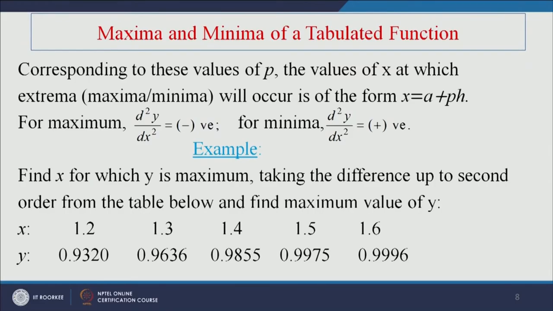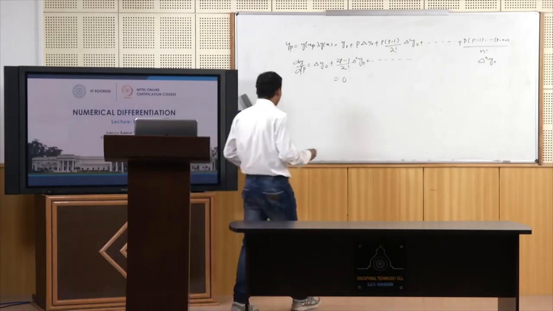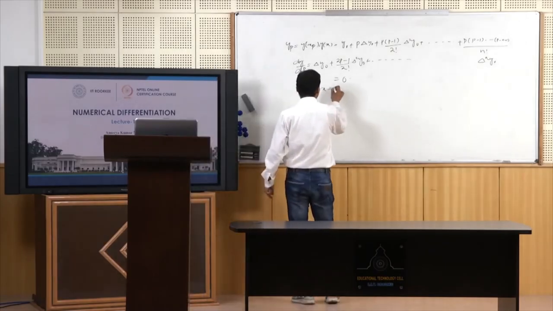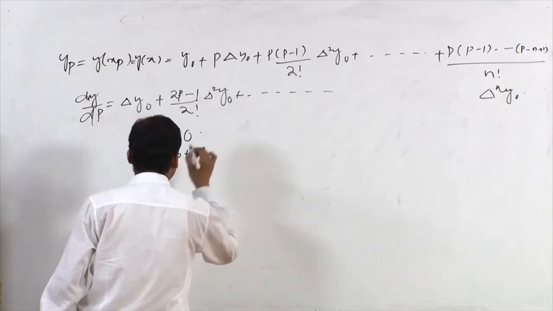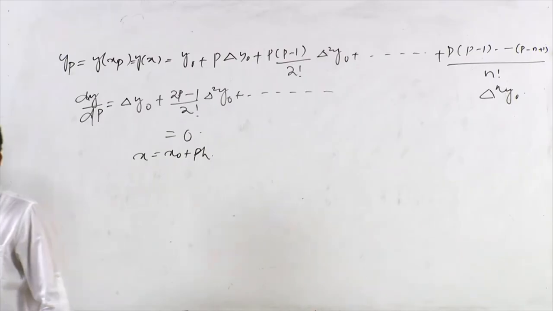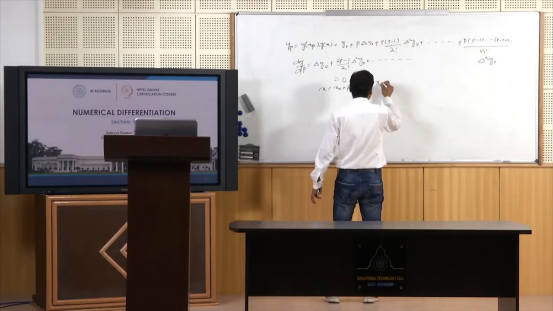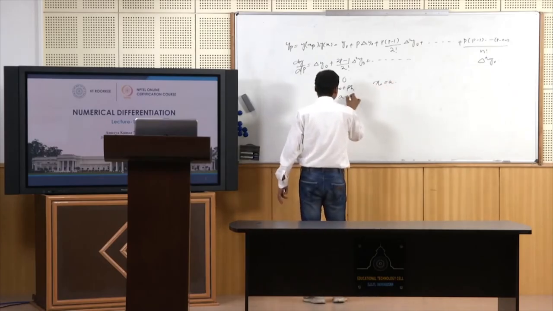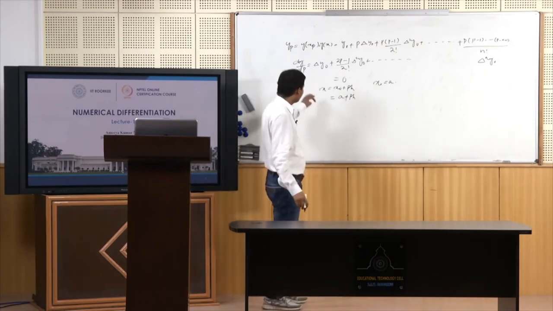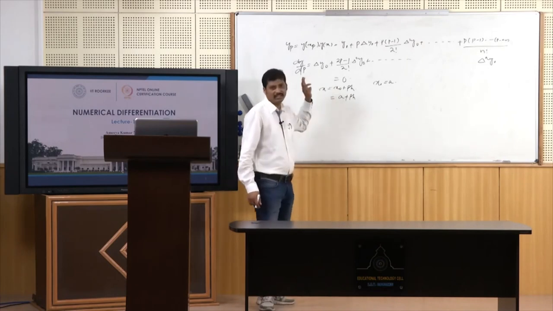And once we have these values of p, we can obtain the value of x at that point, since usually x can be written in the form x equals x 0 plus ph. Or for convenience, if x 0 equals a is a particular value, then we can write this as a plus ph. And once these values of p are known to us, we can determine the values of x.